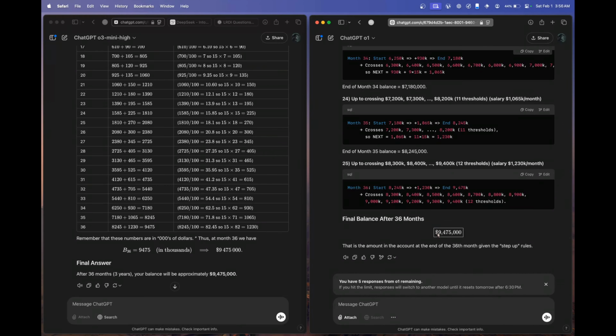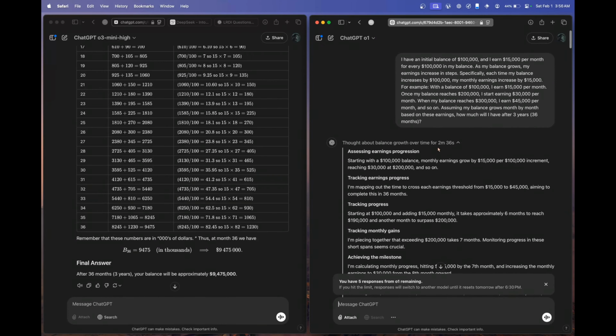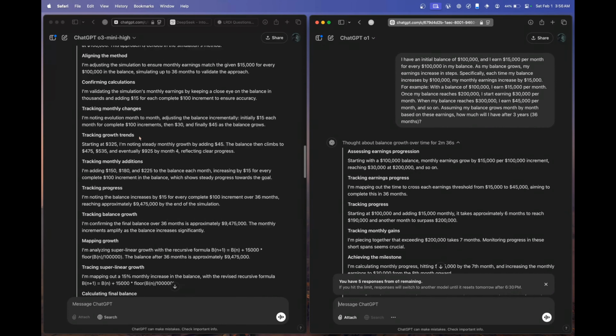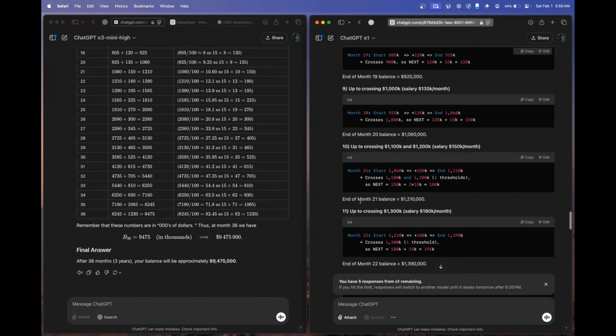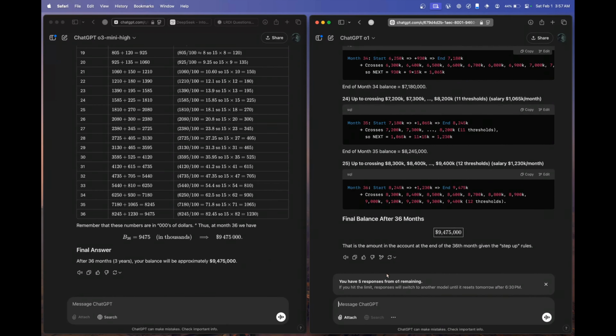Okay, so O1 has come to the conclusion 9,475,000. It took nearly 2 minutes and 36 seconds, whereas just 58 seconds for O3 Mini's performance. O3 Mini is very fast compared to O1, and also I've got the message that I just have 5 responses remaining from O1, so I have been testing it since morning and coming up with these questions.